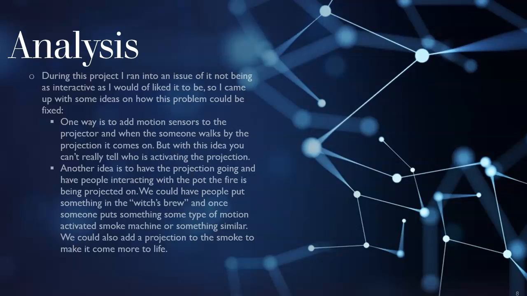So another idea I had was to have the projection going, but with people interacting with the pot that the fire is being projected on. We could have someone putting something in the pot, or in the witch's brew, and once someone puts something in, some type of motion activated smoke machine, or something similar that just spewed smoke, would activate. Then we could add projections to the smoke to make it more lifelike, more magical, and creepy and spooky.